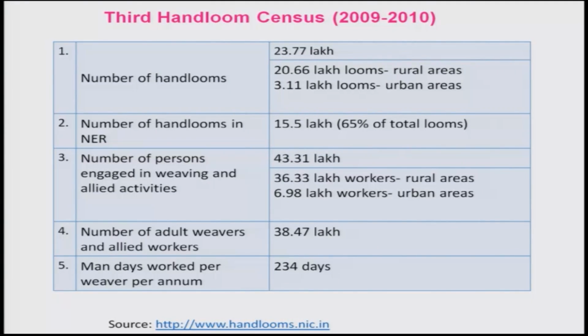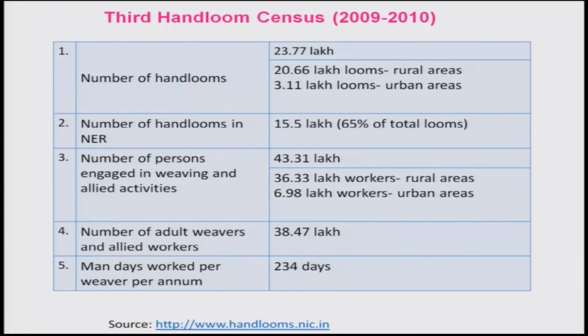Interestingly, I had gone recently to see some handloom myself, but when I reached that place, not a single handloom was there which was prevailing maybe 5 years back, and all are converted into power looms. And the number of persons engaged in weaving and allied activities is around 43.31 lakh people. Of course, these numbers are receding, maybe today it will be a little lower, because most of them are either switching their job or converting into power looms.